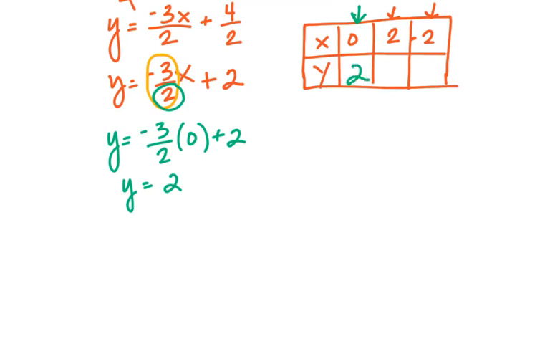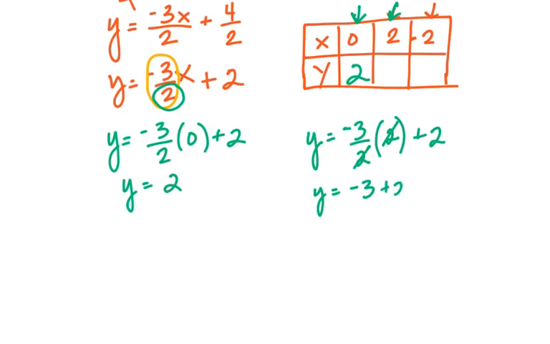Then if I replace my x with a positive 2, I'll write it over here this time. If I put a positive 2 in there, now when I solve it, it makes it easier because this 2 in the denominator can cross out because of the 2 I just multiplied by it. So it just becomes negative 3 plus 2, and negative 3 plus a 2 ends up being a negative 1. So now I've found 2 points already. There's one more to go.